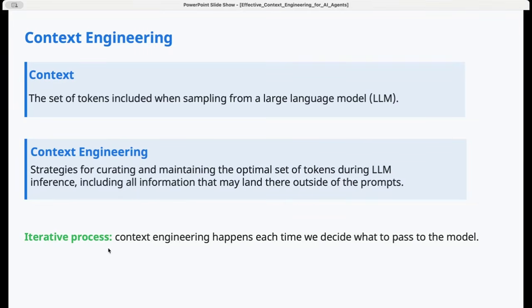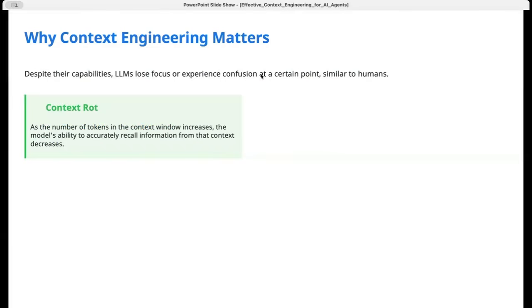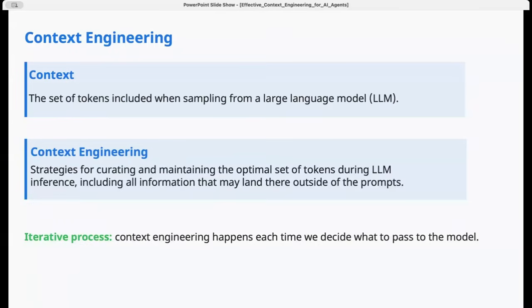And usually this can be an iterative process, especially if the AI agent is multi-turn. Usually the AI agent is like a back and forth process. It's not like a single LLM call. And then at each iteration, we need to figure out what is the most relevant content to provide to the AI agent each time. Okay, so that's about context engineering, what it is.